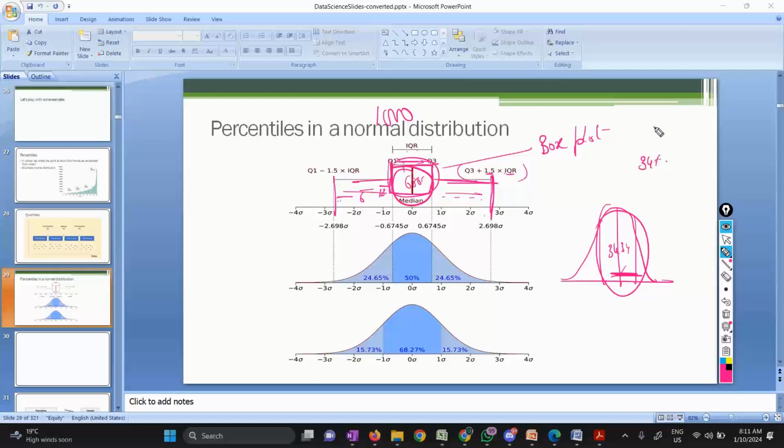34% means out of 100, 34. So out of 1,000, 340. So if you take the distribution of 1,000 people, 340 are here, 340 are here. So 680 people are here only. The rest of the 320 people, which eventually boils down to 160 people and 160 people, are distributed here, and those sigma distributions are given here, and here they are saying that the range is different.